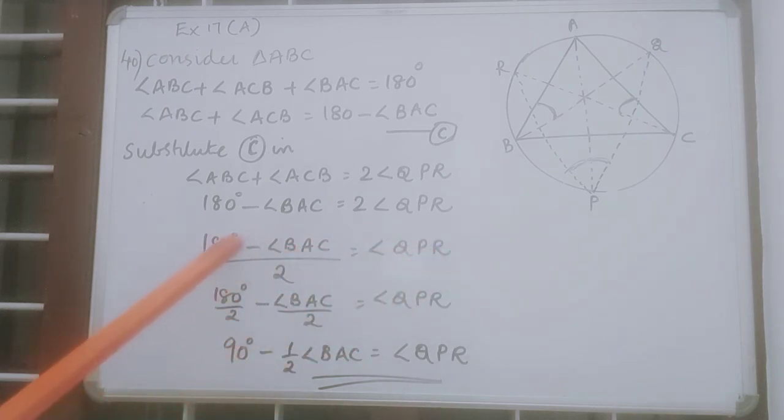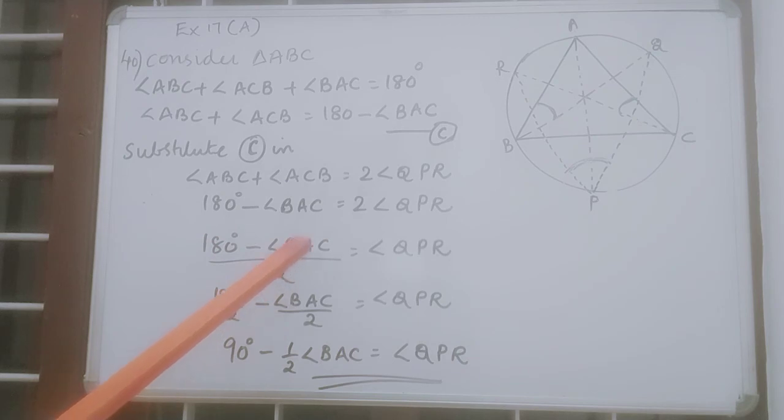This 2 is common for both 180 and angle BAC, so we are splitting that 2. So 180 divided by 2 minus angle BAC by 2 is equal to angle QPR. 180 by 2 is 90 degrees minus angle BAC by 2. We are simply rearranging: 1 by 2 into angle BAC is angle BAC by 2. That is equal to angle QPR, which we wanted to prove. Okay, thank you.